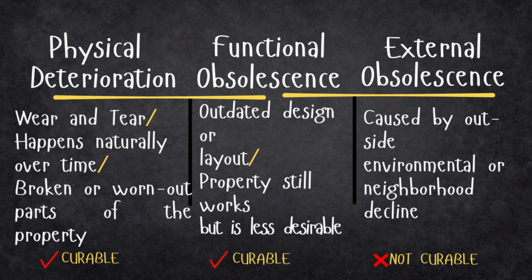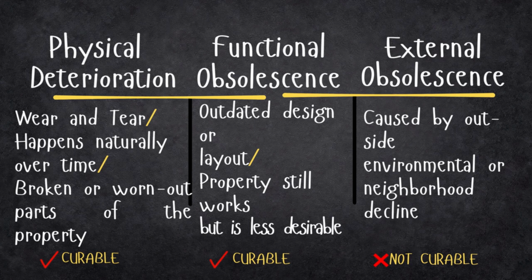First, physical deterioration, caused by wear and tear, happens naturally over time. Examples include broken or worn out parts of the property. Physical deterioration is known as curable. Second, functional obsolescence, caused by outdated design or poor layout. Property still works but is less desirable. Examples include old floor plans or missing modern features. In most cases, this is considered curable.